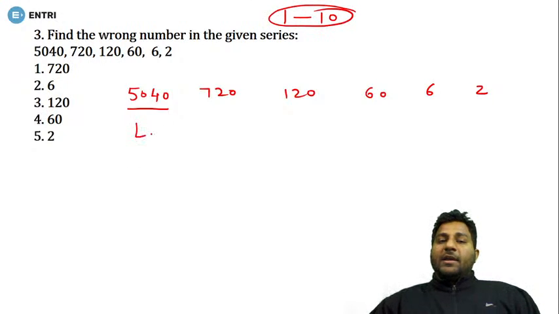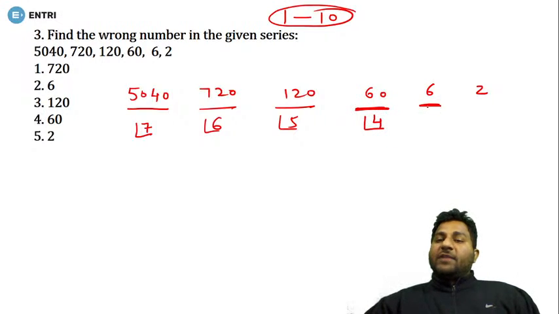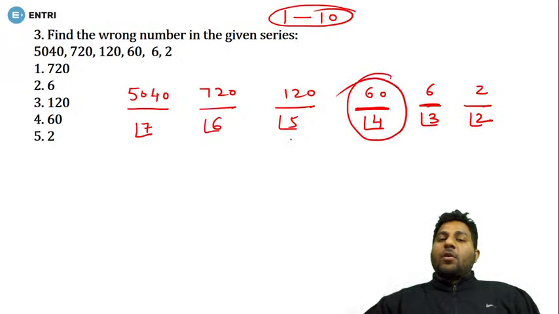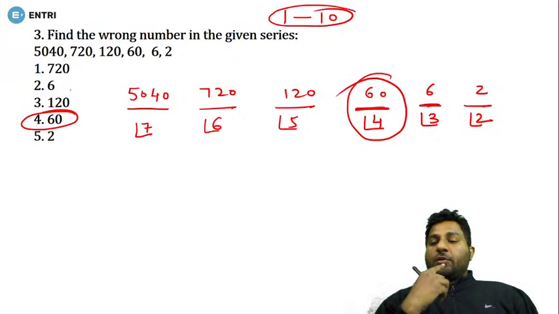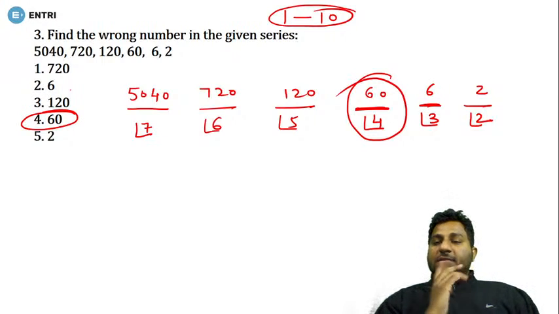Look at this. It belongs to factorial 7. This belongs to factorial 6. This belongs to factorial 5. That means this must have belonged to factorial 4, because this data belongs to factorial 3 and this data belongs to factorial 2, which means the wrong one is 60. That means option 4 is the correct answer.